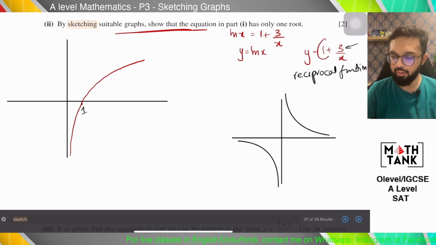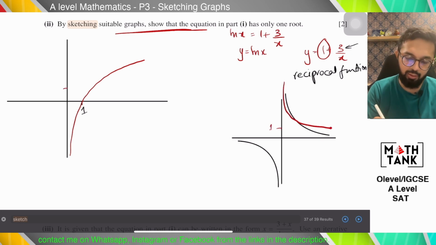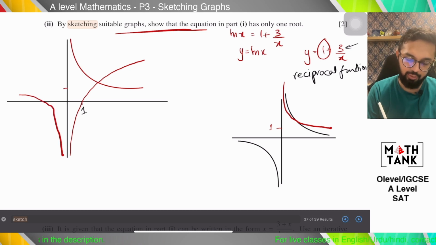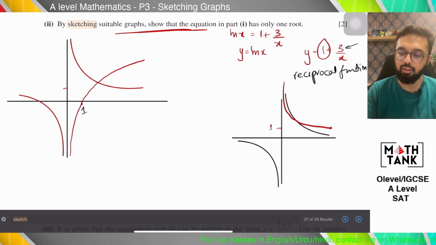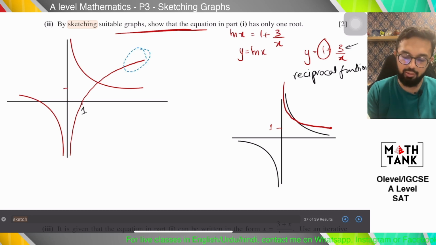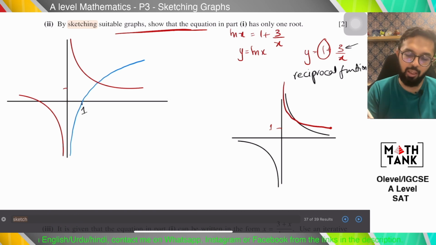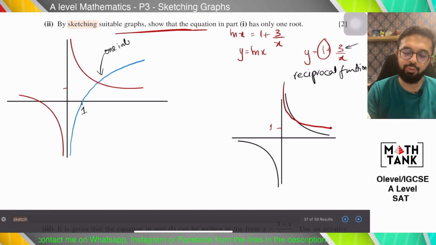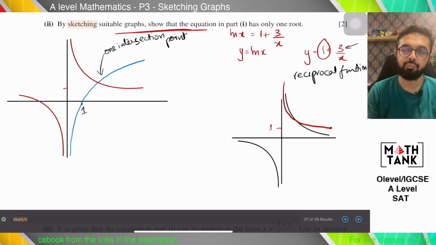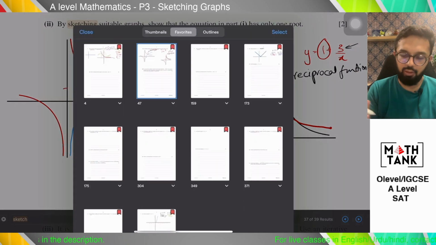But when I try to draw the graph of 1 plus 3 over x, the entire graph will have to move 1 unit up. Okay, so it's going to move 1 unit up and look like that. And there's going to be another graph here, but it's not going to intersect the other graph that I had. Let me change the colors. The first color has to be blue. Okay, so there's only one intersection point. So I could ask you to draw the graph of any reciprocal function. Okay, moving on.